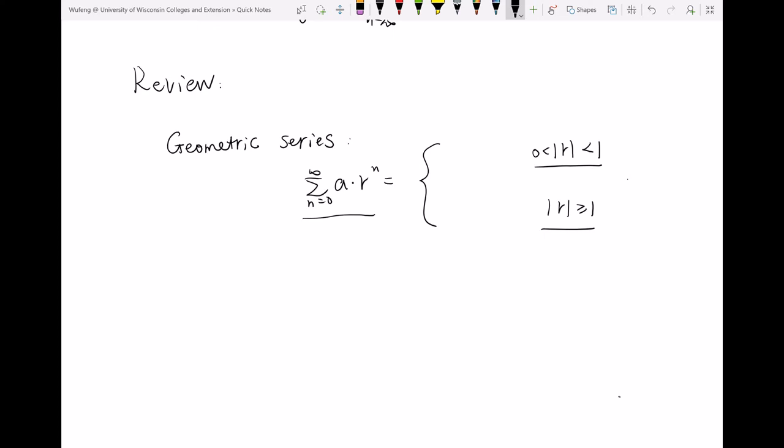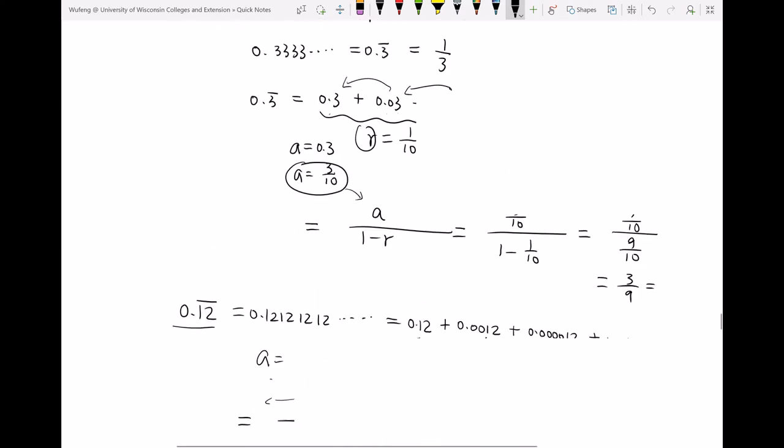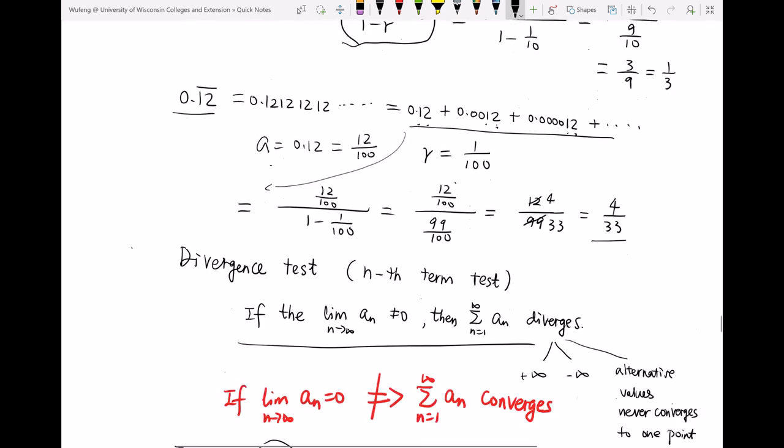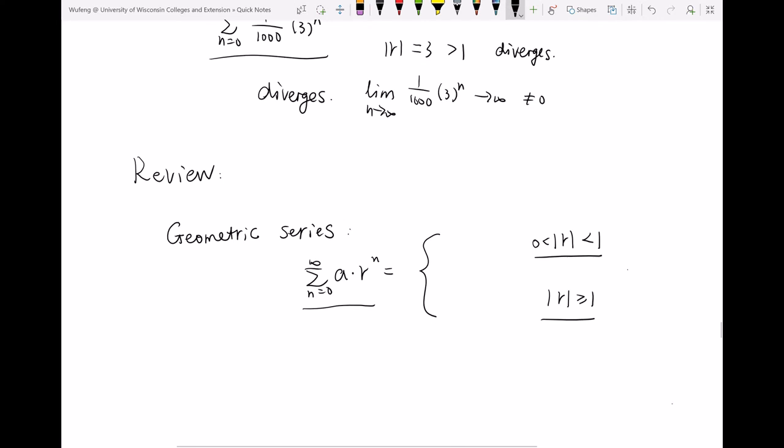To whatever A is. Okay. So yesterday we introduced the geometric series, which will converge to A over 1 minus R. 1 minus R, very good.